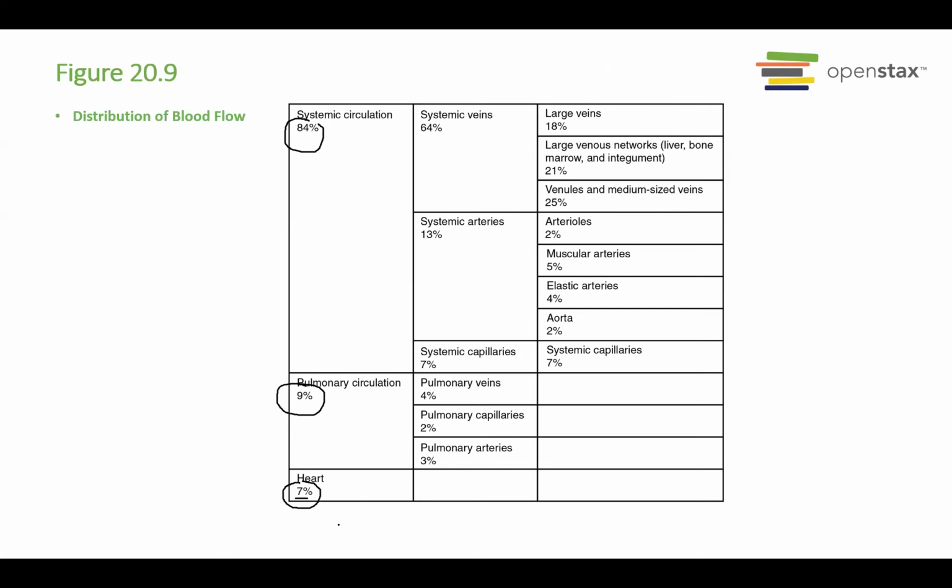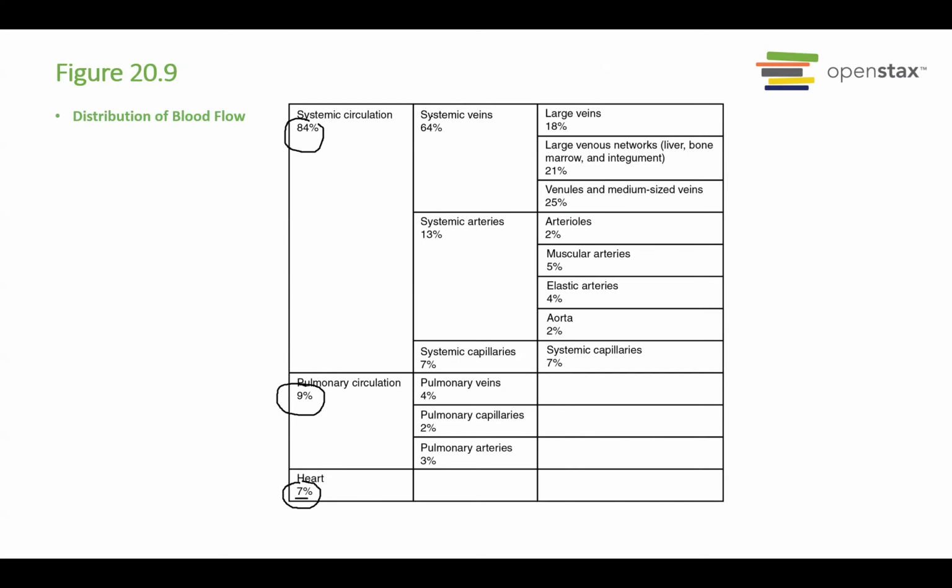The myocardium requires a lot of oxygen in order to always contract. Okay, so the heart muscle never stops contracting. So it receives 7% of our blood.